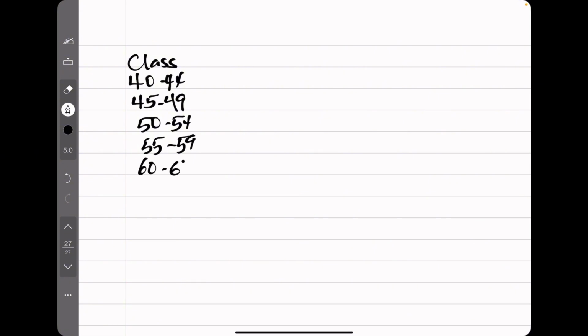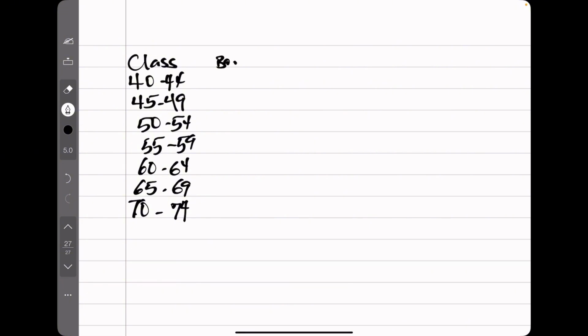Take for example, we have a class interval of 40 to 44, the exact example we used in the previous class. If you jotted it down, you could bring out that jotting. 45 to 49, 50 to 54, 55 to 59, 60 to 64, 65 to 69, 70 to 74.